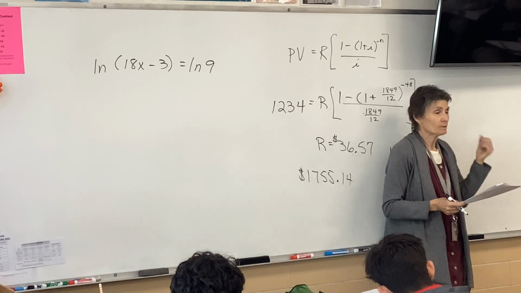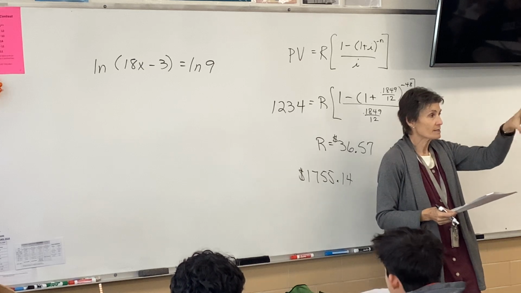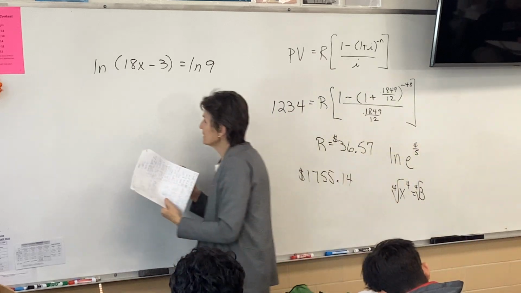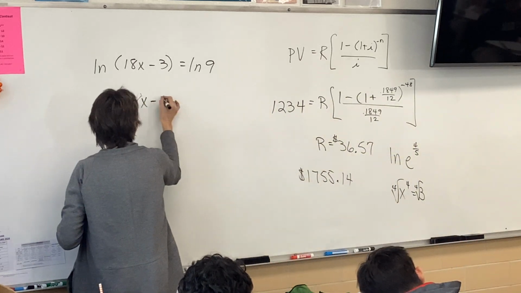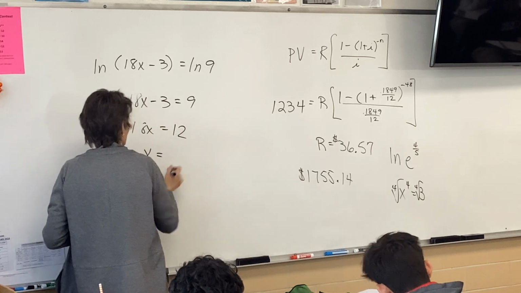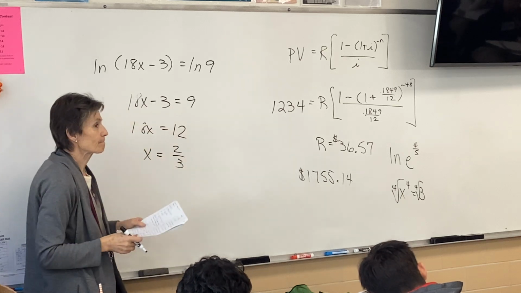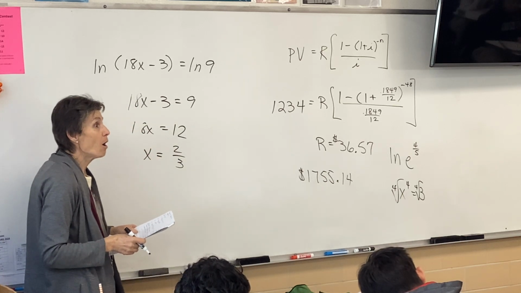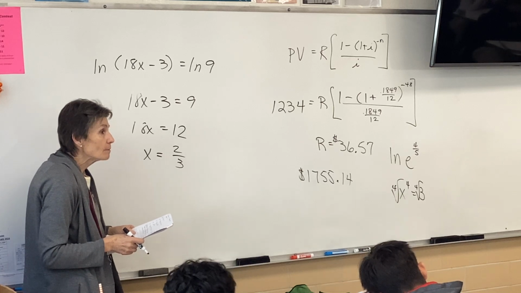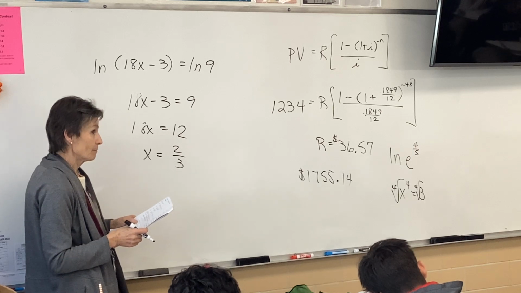Now, this one's different than the one we did earlier. We have ln equals ln. What are we allowed to do? Cancel the ln. So 18x minus 3 equals 9, 18x equals 12, x equals 2/3. Can you just cross out the lns at the start? No! You can multiply them out first. Would you still get the same thing? No. Oh wait, you have to leave that.